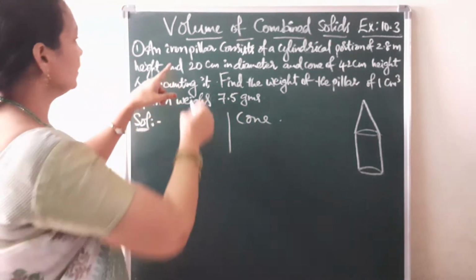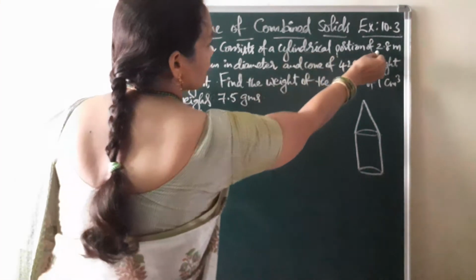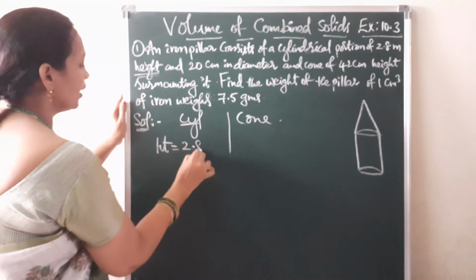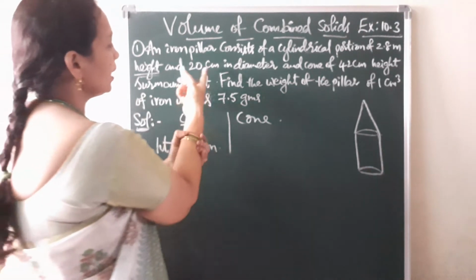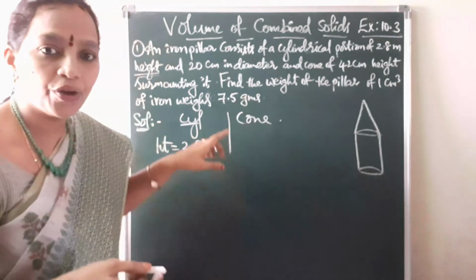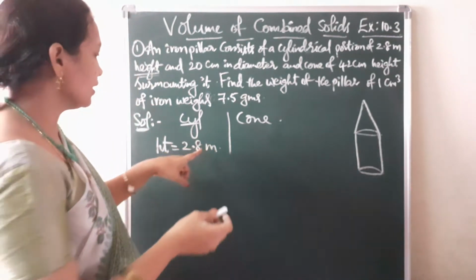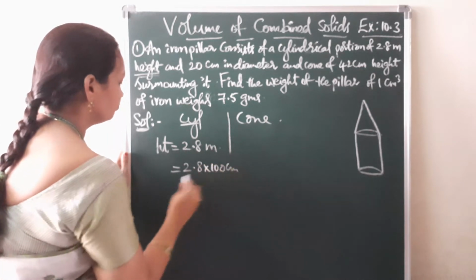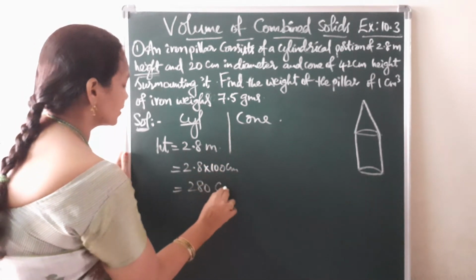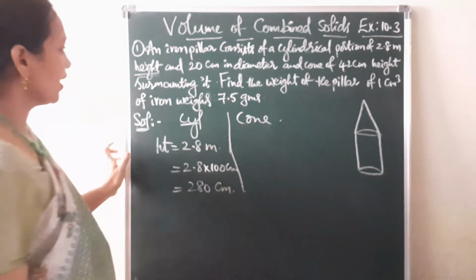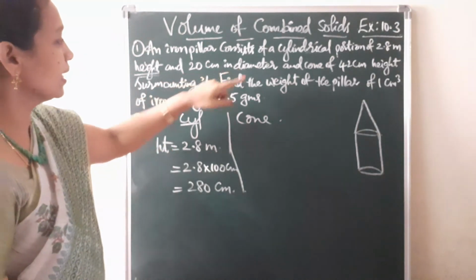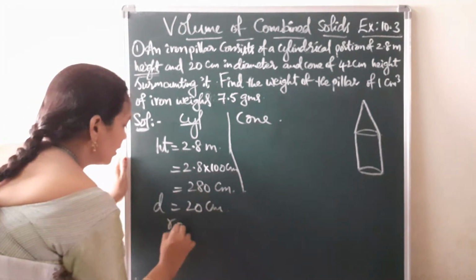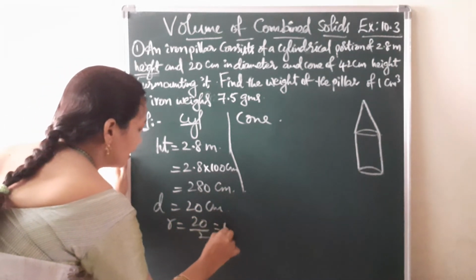So what is the cylinder? An iron pillar consists of a cylindrical portion of 2.8 meters height. So height is equal to 2.8 meters, but the remaining dimensions are given in centimeters. So you have to convert these meters also into centimeters. That is equal to 2.8 into 100 centimeters, which is nothing but 280 centimeters. That is the height, and 20 is the diameter. So diameter is equal to 20 centimeters. So radius becomes 20 by 2, 10 centimeters.